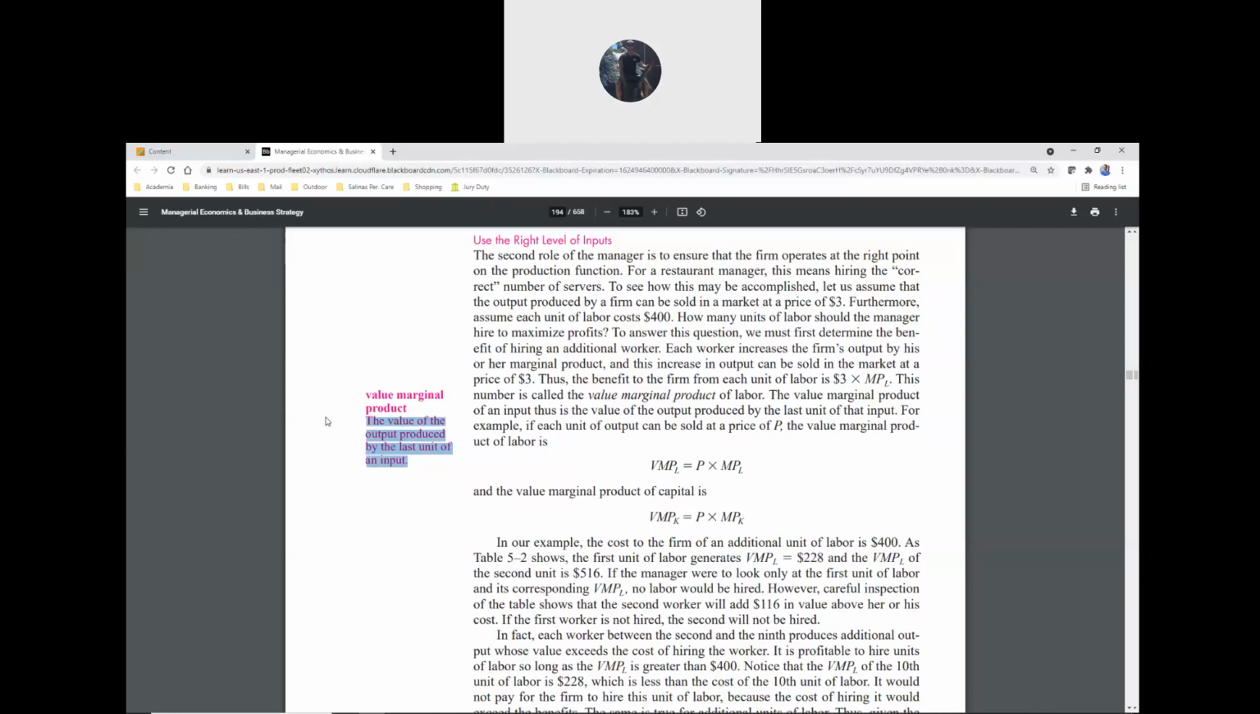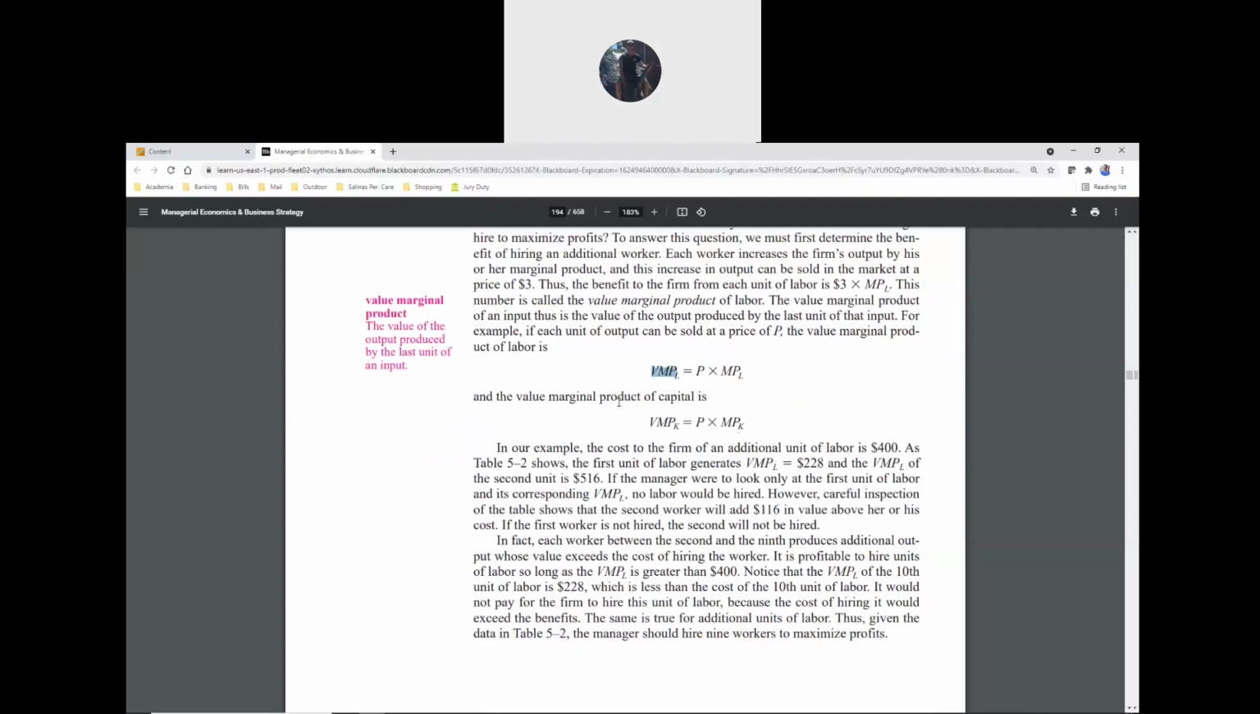This should make a ton of sense when you look at it. If the MPL is the change in output by adding one more unit of labor, then the value to the firm of that change in output is the change times the price. So if you get this much more output, then each of those outputs is valued by the price on the market. And so this change times the price it's worth in the market is the value of that change. And that's called the VMPL, or the value marginal product of labor.